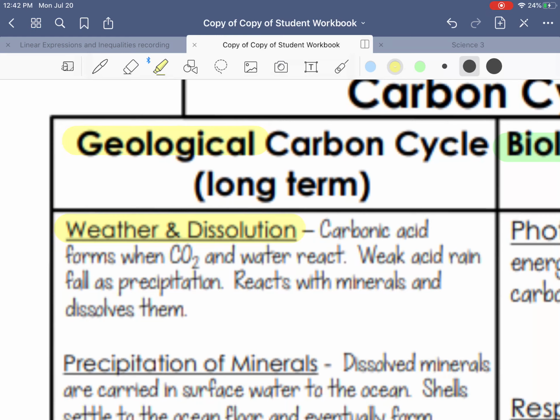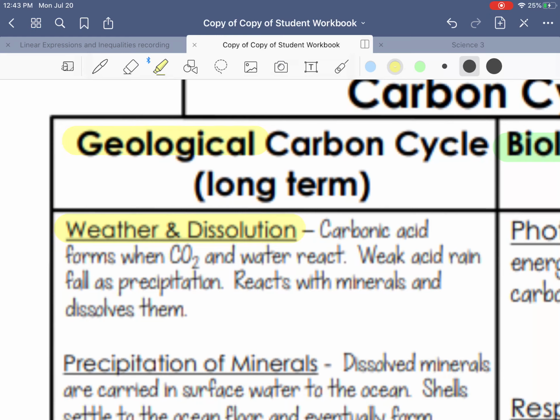Carbonic acid forms when carbon dioxide, CO2, and water react. Weak acid rain falls as precipitation, and it reacts with minerals and dissolves them. So this particular process involves acid that forms when carbon dioxide and water come together. So carbon dioxide and water come together, and that carbonic acid is the product of that coming together.